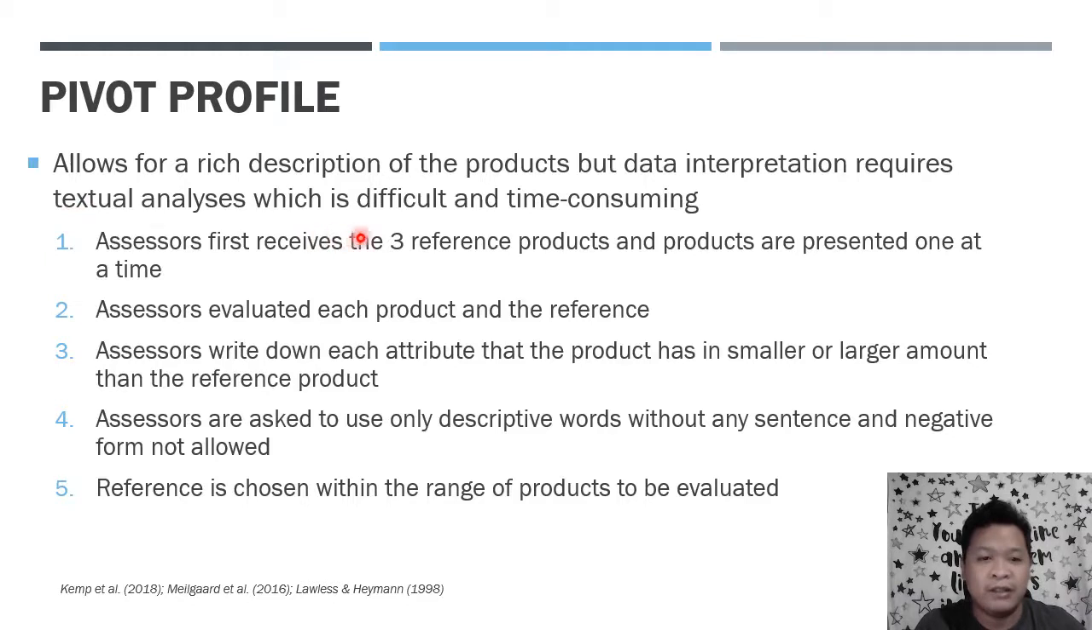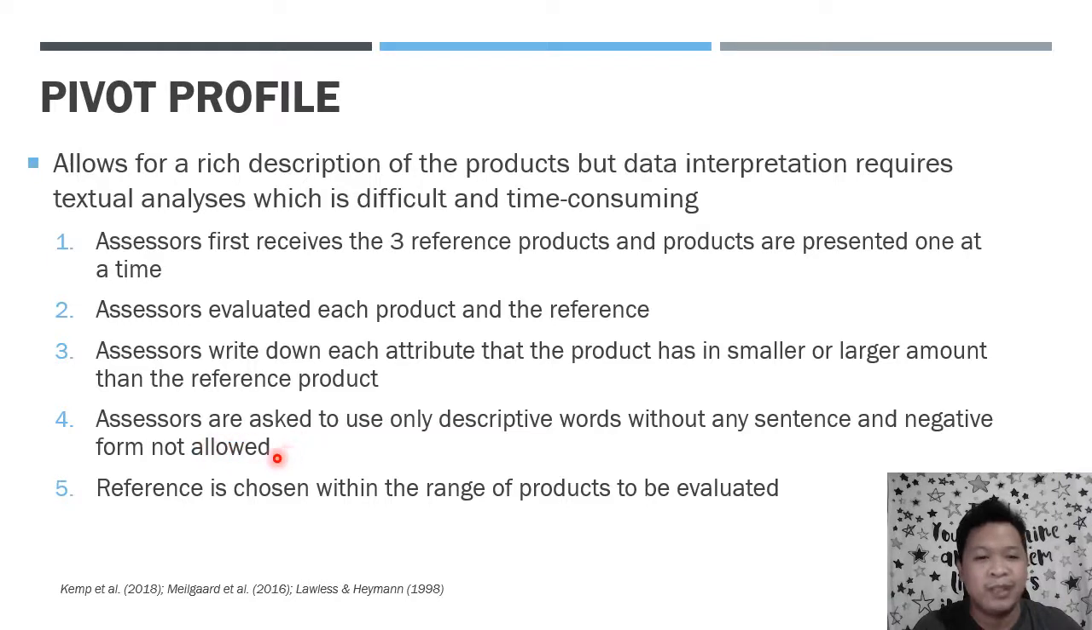So first you're given the 3 reference products presented one at a time, and you evaluate both the product and the reference. Okay, and for each product reference pair that you evaluate, you write down attributes na kung saan nag-iiba yung product and yung reference. However, you can only use words and not sentences, and also only positively worded. So, walang negation na magaganap.